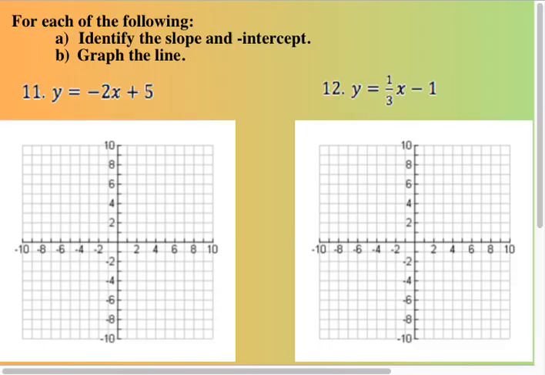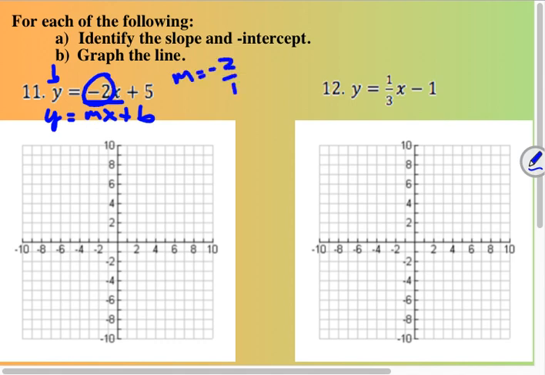Okay, a little bit of graphing here. For each of the following, identify the slope and y-intercept and graph the line. Well, this is solve for y right here. So this is in slope-intercept form, y equals mx plus b. So there it is. My slope isn't negative 2x, it's actually just the negative 2. So m equals negative 2, and I'll say negative 2 over 1 because we're going to graph this now. So I want to write it as the slope. And there's my y-intercept.